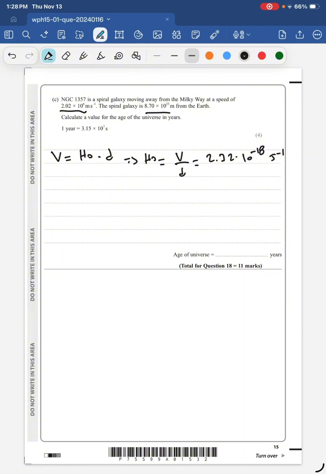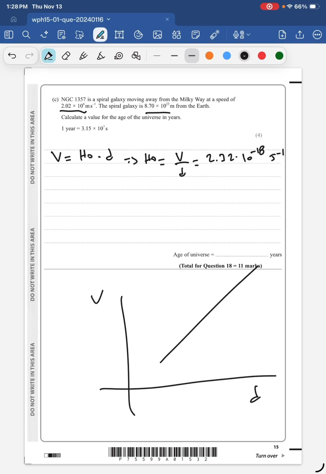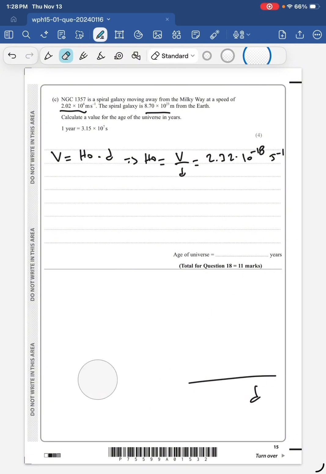Okay, and then if you know h naught, here we are just using one data point. Remember that Hubble made that plot of velocities and distances, and he found the slope of the curve, and that's how he calculated h naught. In our case we just use one data point, but okay.